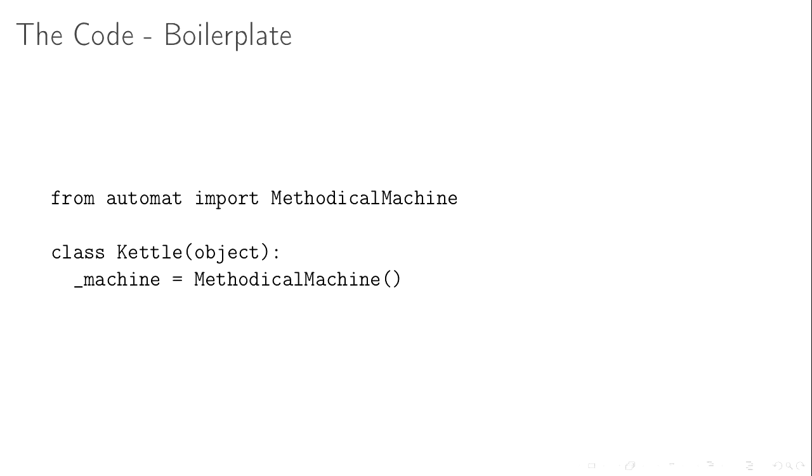So, using Automat, how do we code the same thing? We import one class, the MethodicalMachine. We have our kettle, and as an internal implementation variable, we have a MethodicalMachine. It's named with an underscore, so it's private, internal, for the implementation only, not for other people to see.